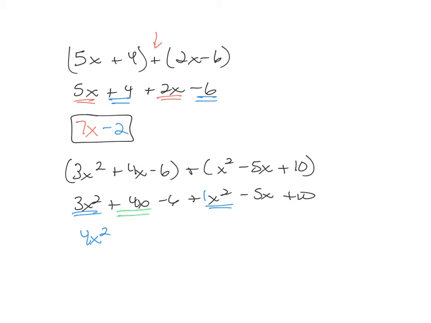So the next thing I have is x's. Positive 4, negative 5 is negative 1x. So if you put a 1 right there, that's fine. I wouldn't mark it off. You will never see the book do that. But if you put a 1 there, I'm okay. Then the numbers. Negative 6 and positive 10. Positive 4. And we're good. Okay. Let's look at one more and then we'll do some subtraction, which really is not all that different.